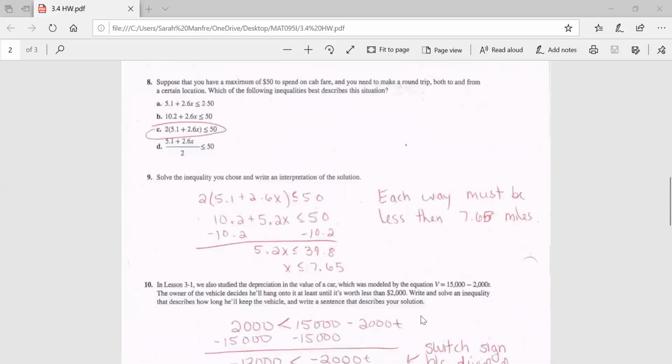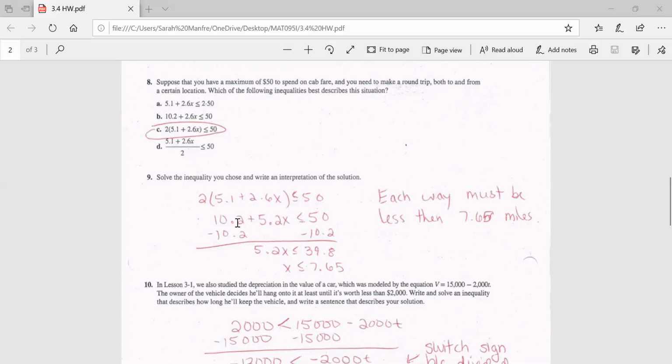All right, moving on to the next page. Question number 8. Suppose you have a maximum of $50 to spend on a cab fare, but you need to make it round trip, both to and from a certain location. Which would best describe the situation? The thing is they have $50. That's the most that they have. So $50 is going to have to still be what we put for the cost. 2 times 50 would mean that they have $100, which doesn't make sense because they only have 50 to go 2 times. So I need to do 2 trips multiplied by the fare has to be less than $50, which is why I chose this.